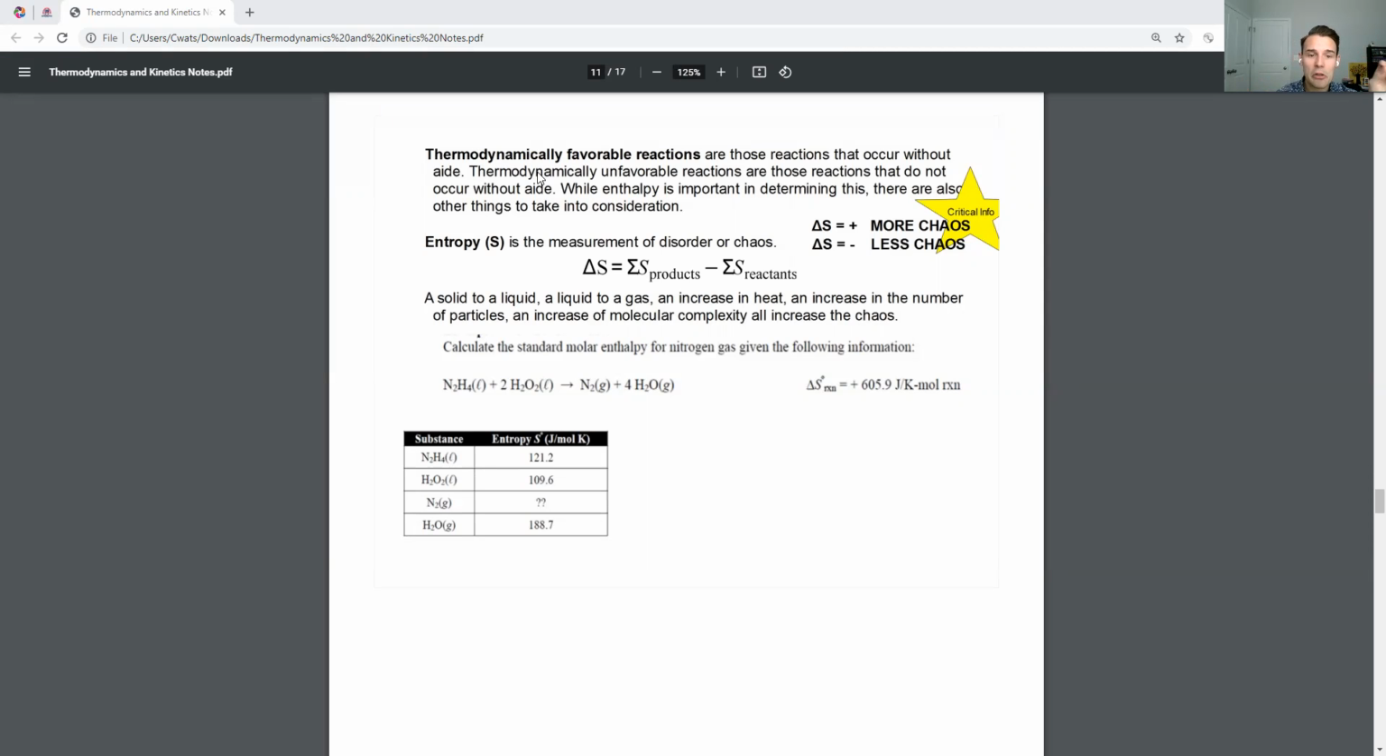So when we talk about our thermodynamic favorability, we, yes, need to talk about enthalpy, but we also have to look at something called entropy, which is the measurement of disorder or chaos. And again, super important, we have to understand what the signs mean. If delta S is positive, it's becoming more chaotic. If delta S is negative, it's becoming less chaotic or more ordered. For example, cleaning. Cleaning is going to be a decrease in entropy because it's becoming less chaotic, more ordered.